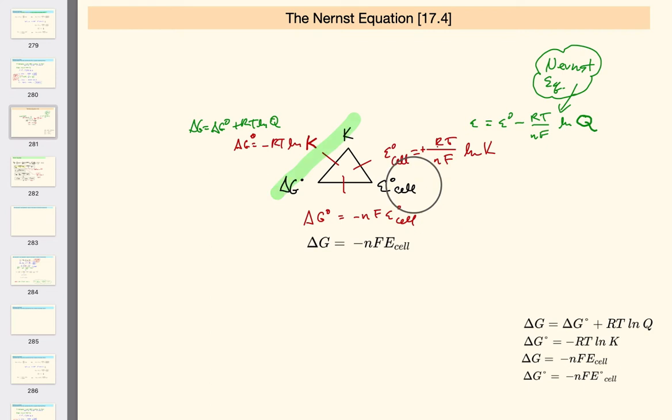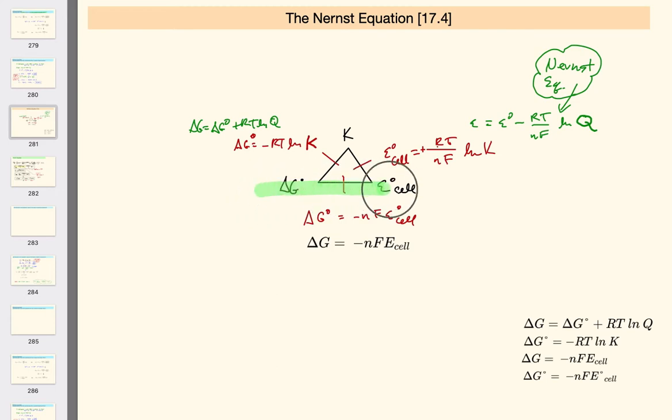And that's given by the relationship that you see in green. And that is delta G under a set of circumstances is equal to delta G in the standard state plus essentially a correction factor. Now, if we assume that we're at equilibrium, delta G goes to 0 and the equation rearranges.